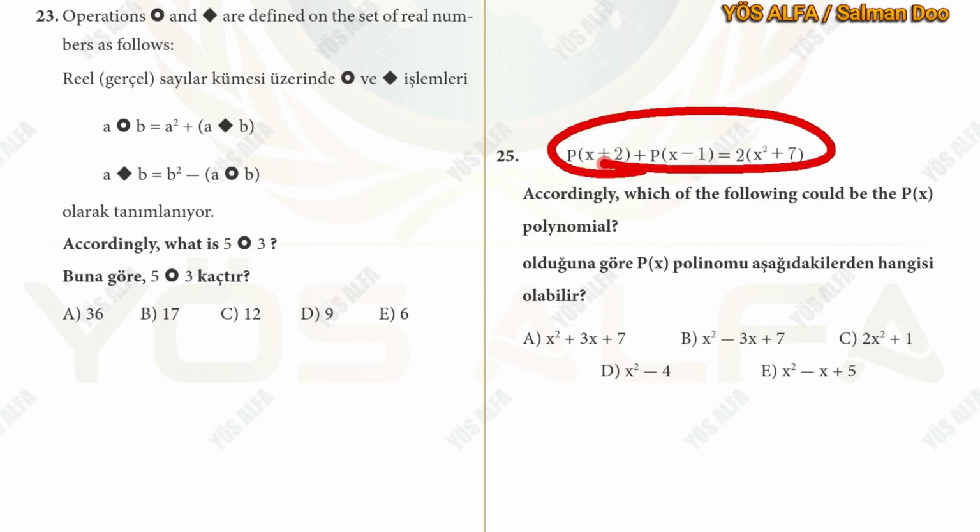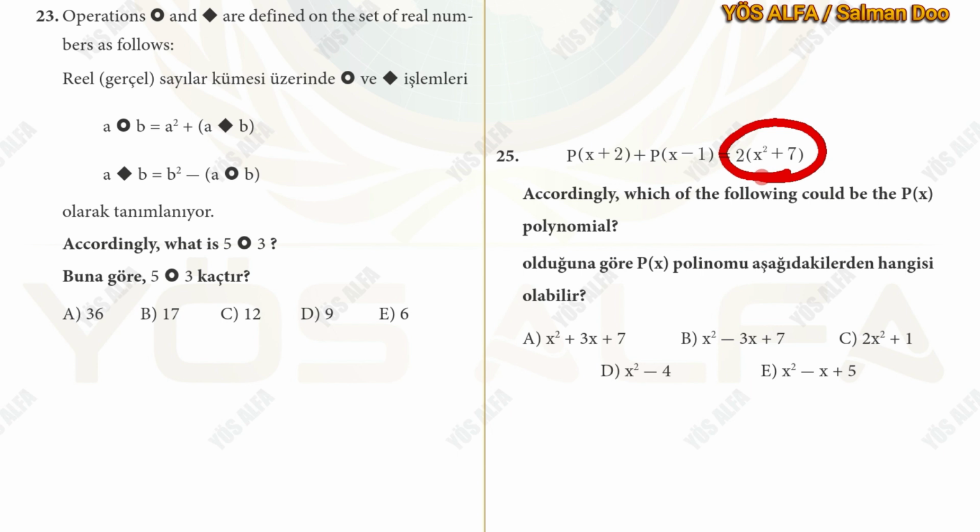25. One equation is given. We're asked to find P of x. So there are two ways to solve this problem. The first way is by taking P of x as second order equation. Since we are having the second order equation on the right hand side, that means P of x is going to be ax squared plus bx plus c. When you substitute P of x plus 2 and P of x minus 1 into this equation and then equate the terms with the right hand side, we can find a, b, and c, but it's going to take time. So let's use the shortcut.